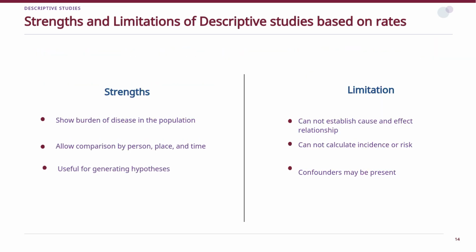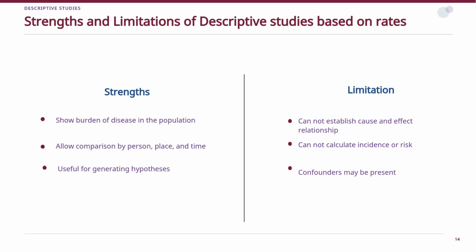Descriptive studies based on rates have some important strengths. First, they help us understand the burden of disease in a population, for example, by showing how common a disease is. Second, they allow us to compare disease patterns by person, place, and time. These patterns can help researchers identify important differences and trends. Third, these studies are useful for generating hypotheses that can be tested in later studies.